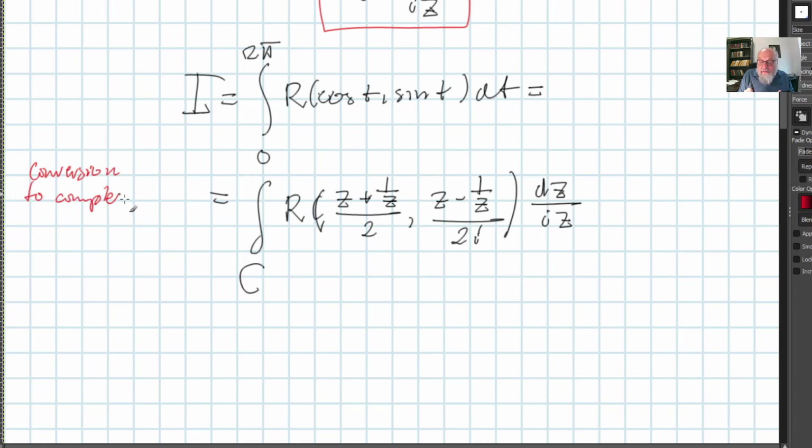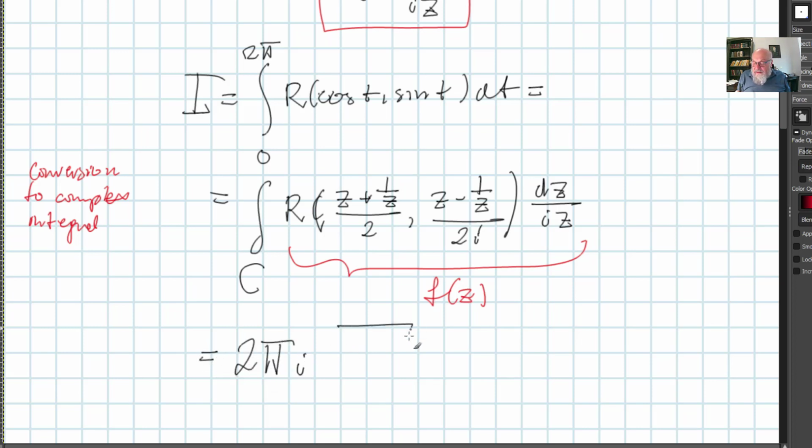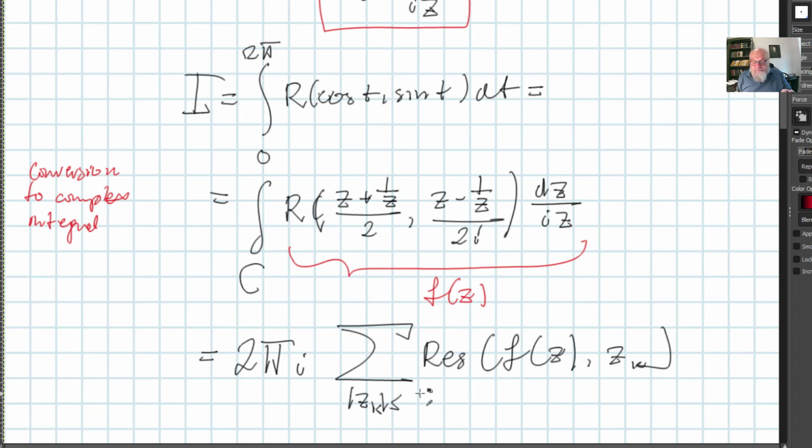Now let's denote this particular function as my f of z. So we can now write the answer to this problem. The answer will be 2 pi i times the sum of the residues of this function f of z at the points z_k, where z_k must be inside the unit circle. Let's make a picture.